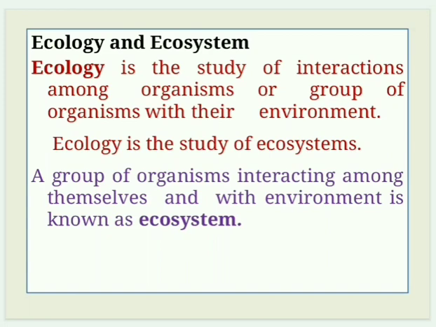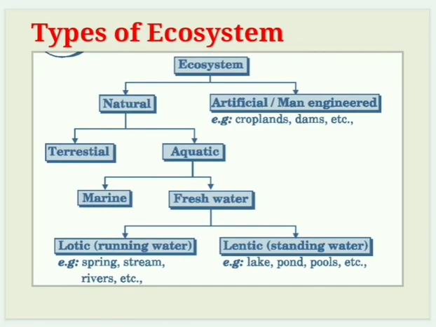There are different types of ecosystem: forest ecosystem, desert ecosystem, grassland. We will be seeing in detail. Now coming to the types of ecosystem, there are two types: one is natural ecosystem, another one is artificial or man-made ecosystem. We are now going to study only about the natural ecosystem. It is divided into terrestrial and aquatic. Terrestrial means land living, aquatic means water living.